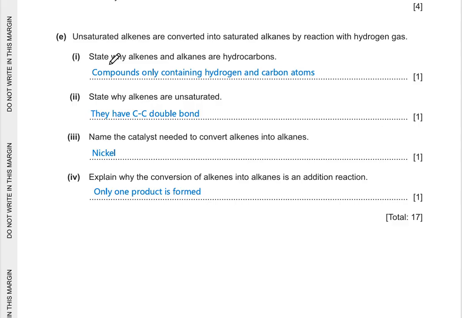Now, if they ask what is an unsaturated compound, you can't really say they have a C to C double bond. The answer will be they have a C to C bond that is not single. Maybe another may not be a double bond.